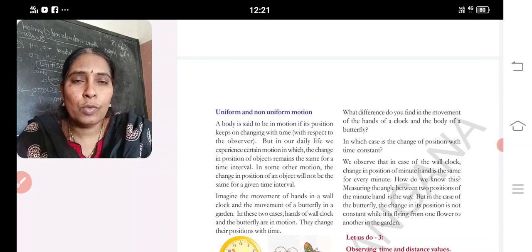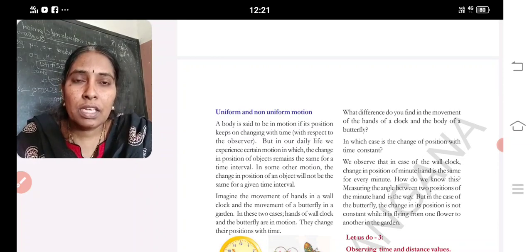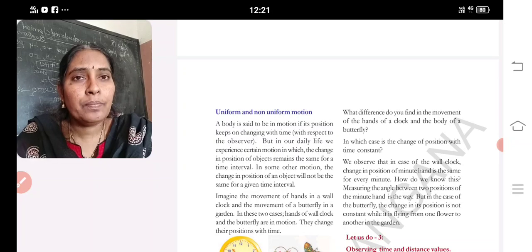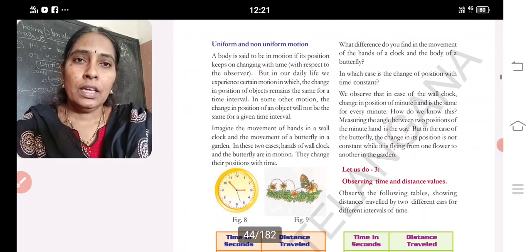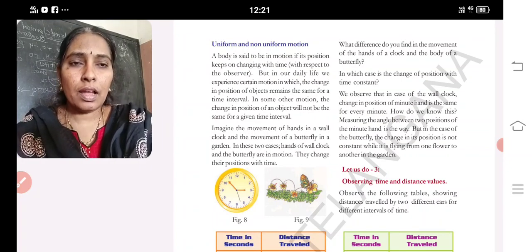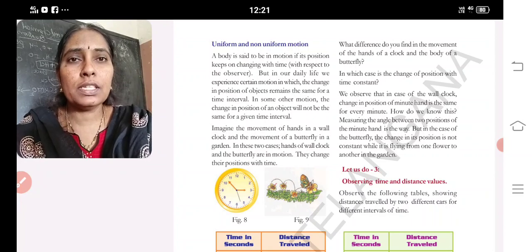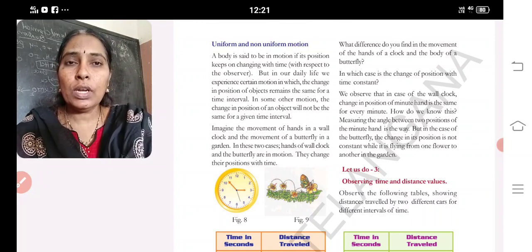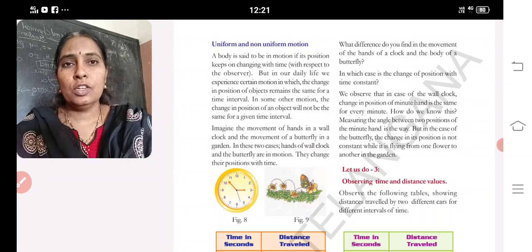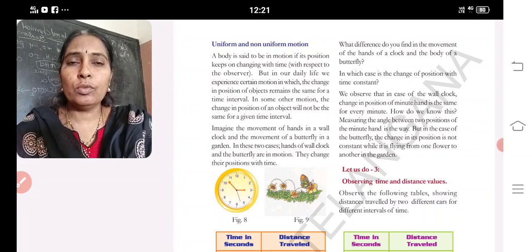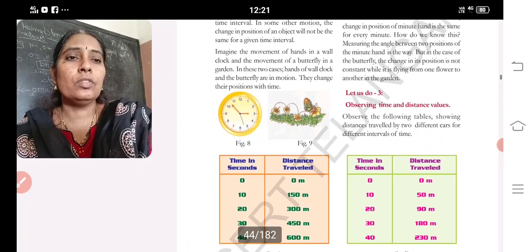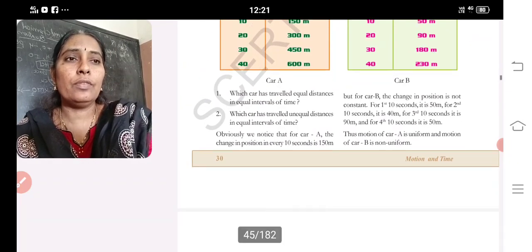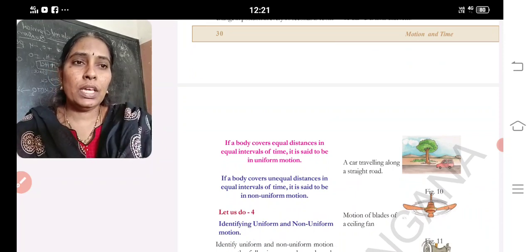Uniform and non-uniform motion. What is uniform motion? If a body covers equal distance in equal intervals of time, then such motion is said to be uniform motion. Example: the short hand and long hand in a watch move equal distances in equal intervals of time. So it is a uniform motion. And if a motion does not cover equal distance in equal intervals of time, it is said to be non-uniform motion.